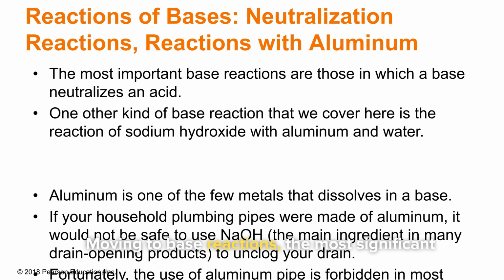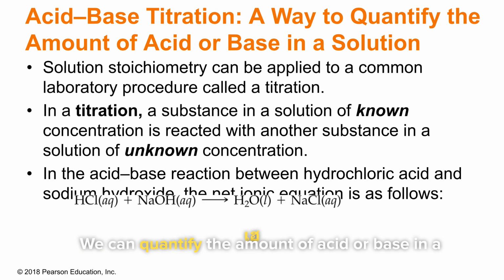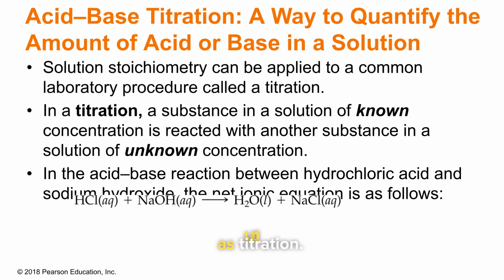Moving to base reactions, the most significant is the neutralization of an acid. We also see unique reactions, such as sodium hydroxide reacting with aluminum and water. Interestingly, aluminum dissolves in bases, which is why aluminum piping is typically forbidden in plumbing codes. We can quantify the amount of acid or base in a solution through a laboratory procedure known as titration.